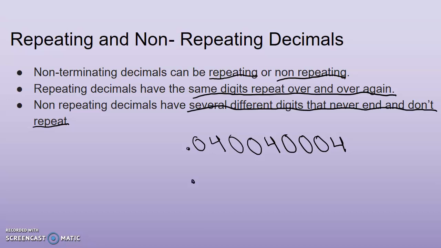So if I had the number 0.376376 and so on, then that would be considered repeating because the same digits are repeating over and over in the exact same order. And you know if a decimal is repeating if it has this line on top of the decimals, or 3 little dots, and those mean that the digits keep repeating.